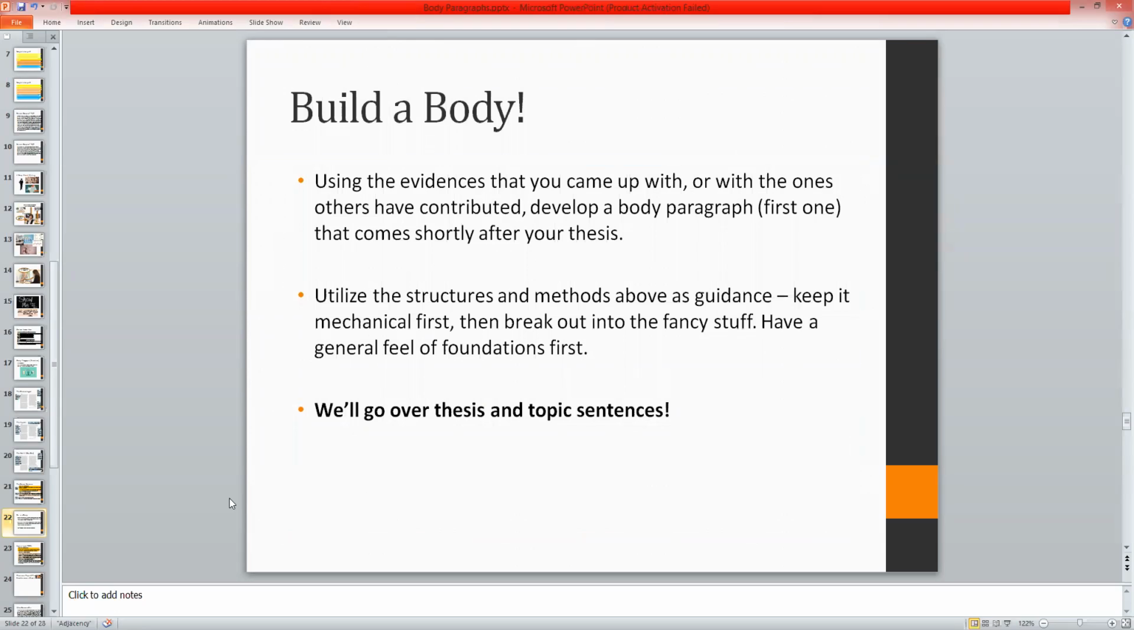I'll give about 3 to 4 minutes for building your body paragraphs, but I'll be asking for your thesis and topic to see if you're on the right track. Take about 3 or 4 minutes to look at the general skeleton of it, and then later I'll ask for a couple of volunteers for your thesis and topic sentences. About 3 or 4 minutes.